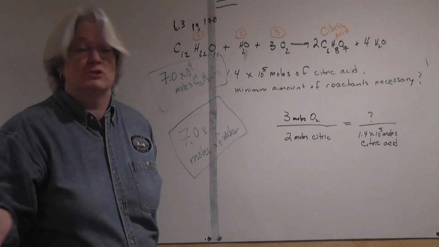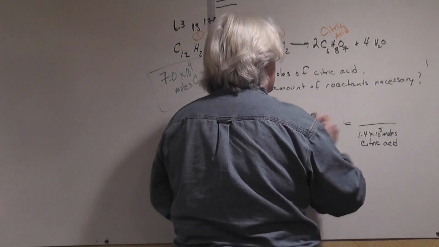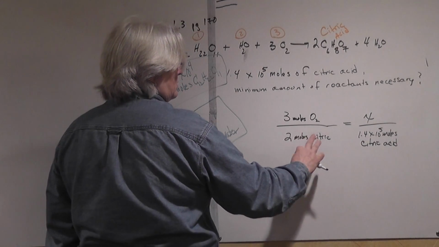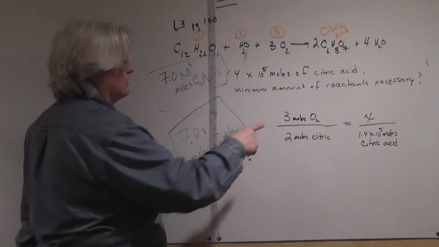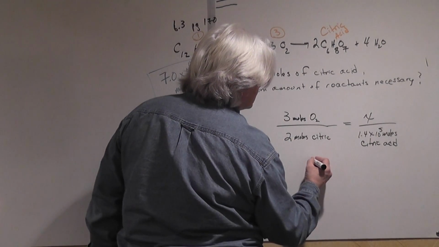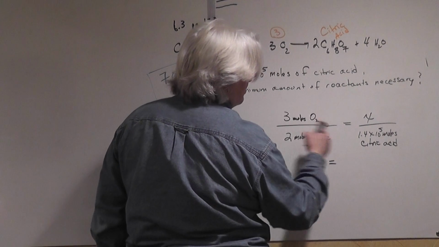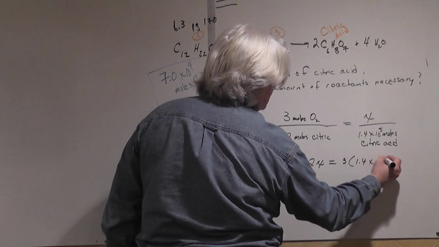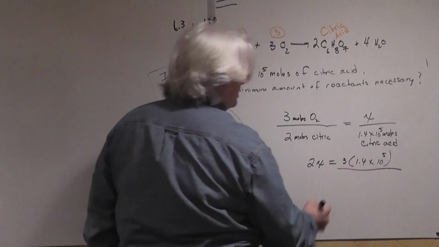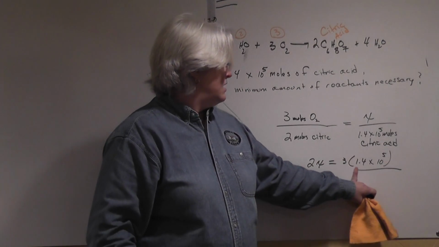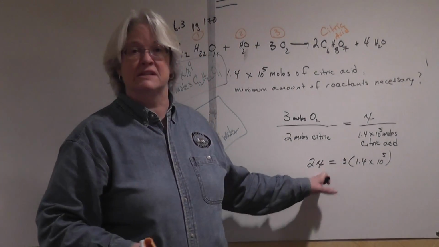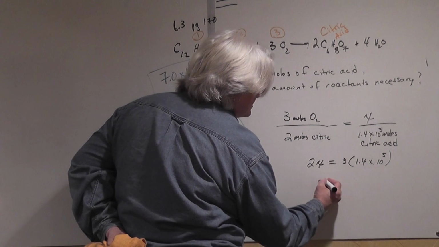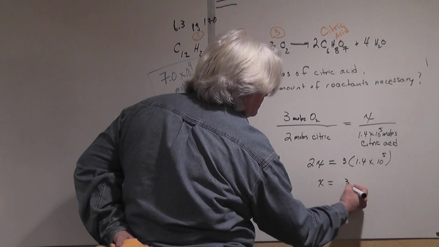How much oxygen? It's just going to be our variable of x. Going to cross multiply. And the units of citric acid are going to cancel out, leaving us with only oxygen. 2 times x, 2x is equal to 3 times this, 3 times 1.4 times 10 to the 5th. And then, our next step, of course, to isolate x, we don't care about 2x, we care simply about x. So we are going to divide both sides of the equation by 2.